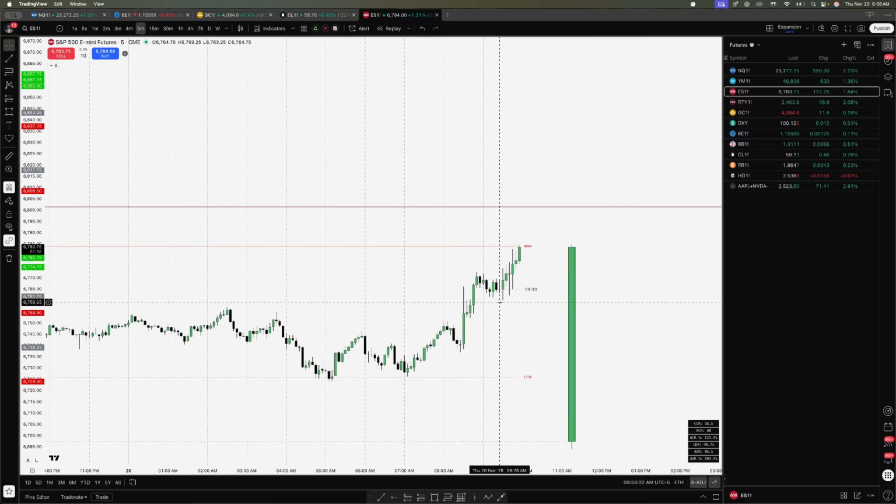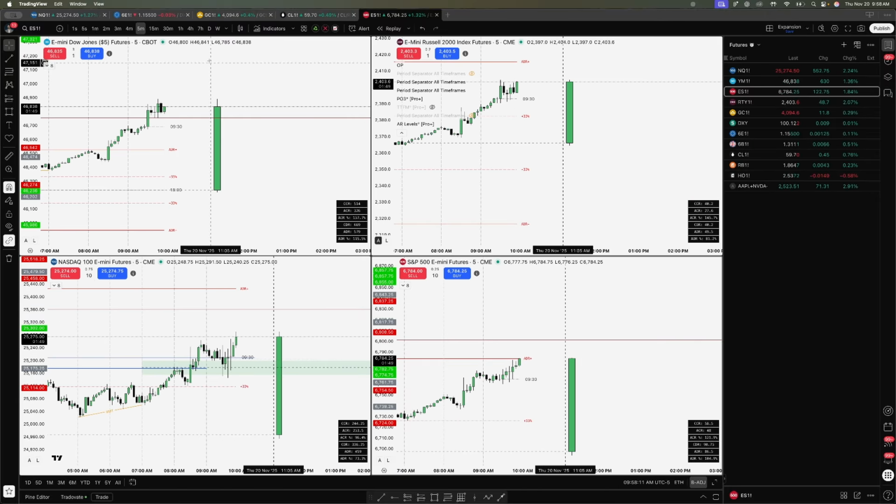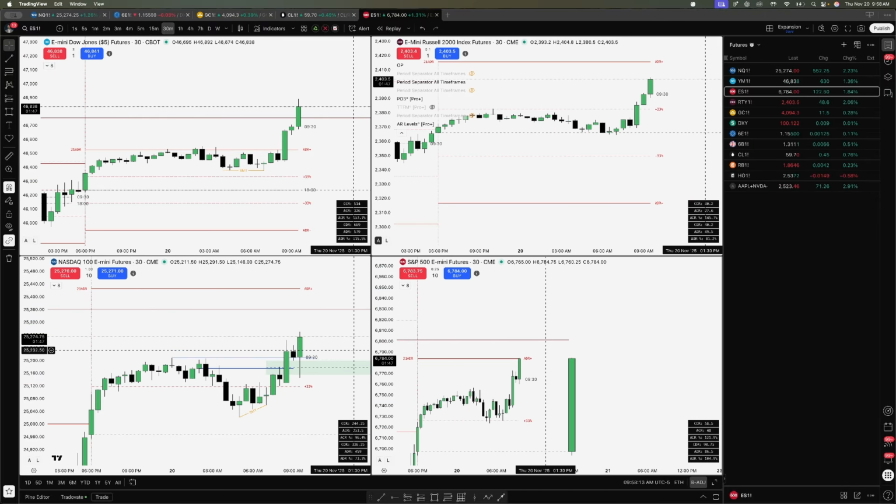I'm not the biggest fan of how this lower time frame price action looks right here. Not the greatest. Let's go back to the 30-minute. We're going to wait and see what happens.